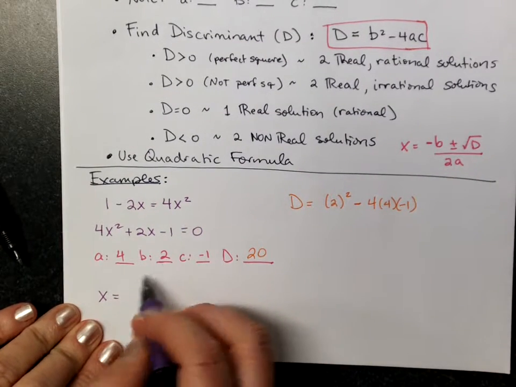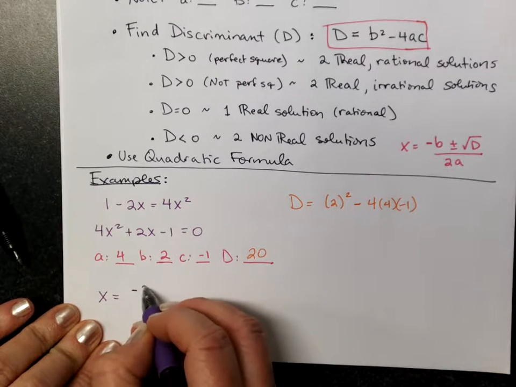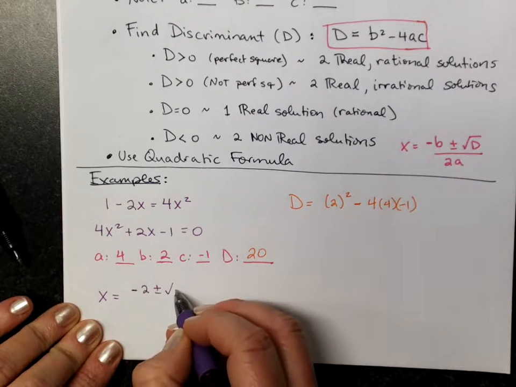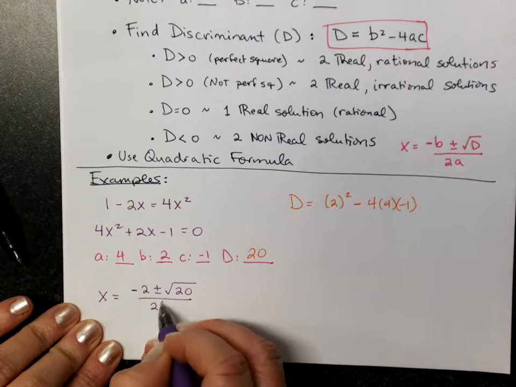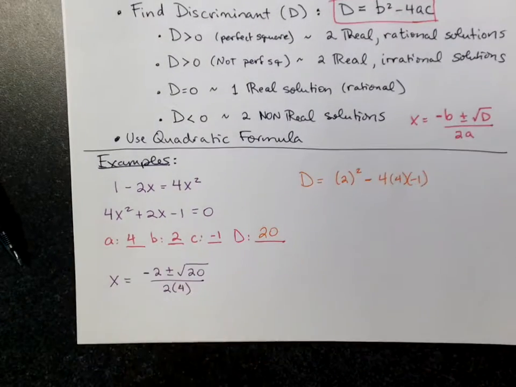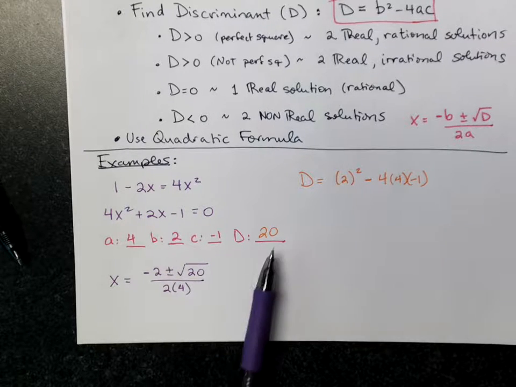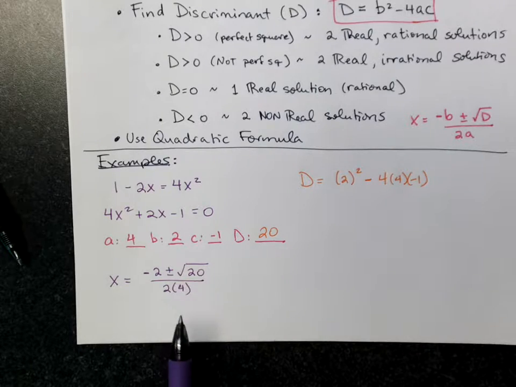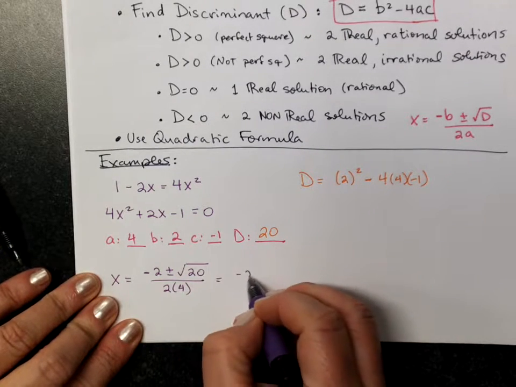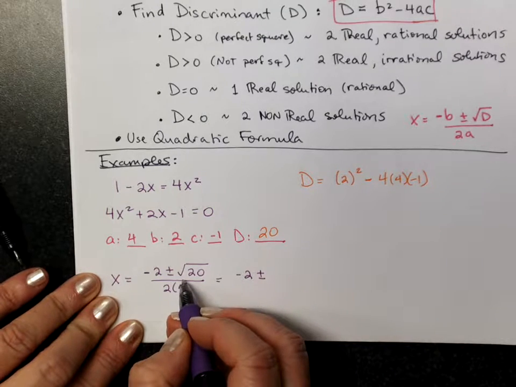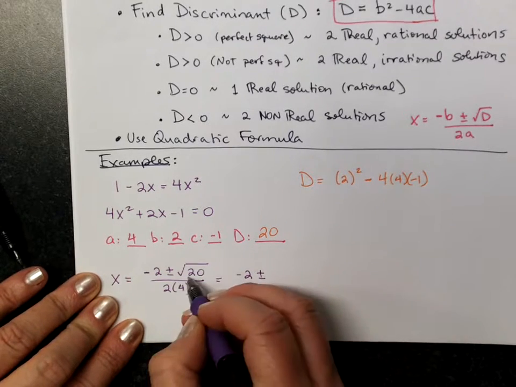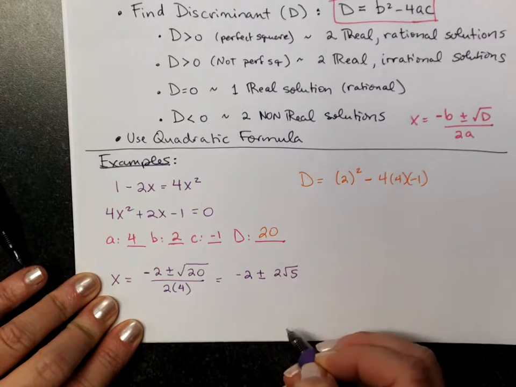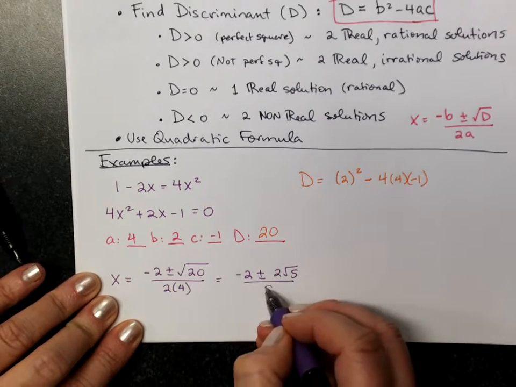My b is positive 2, so the formula says negative b, so negative 2 plus or minus square root of my discriminant, which is 20, over 2 times my a, which is 4. You're solved. That solves it. And you know from finding your discriminant that you're expecting 2 real irrational solutions. Your job now is to simplify. So I have negative 2 plus or minus square root of 20. Simplify your radical as much as possible. So that would be 4 times 5, so it's 2 square root of 5 over 8.